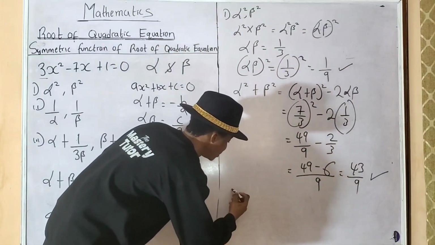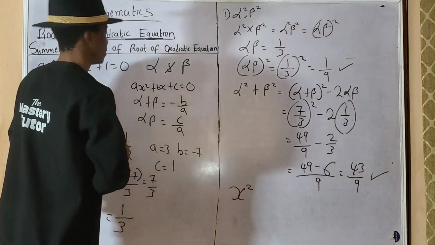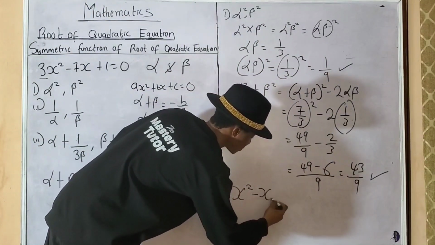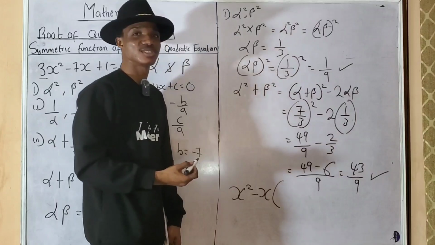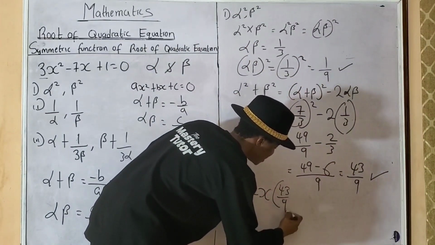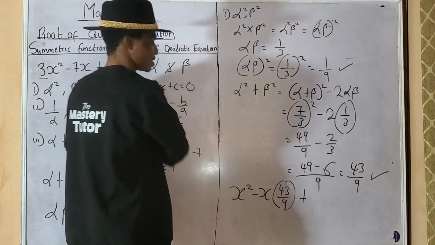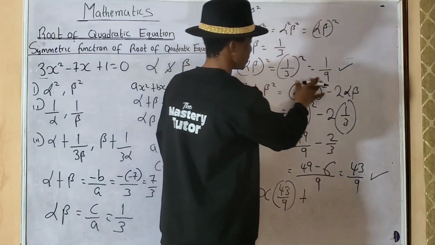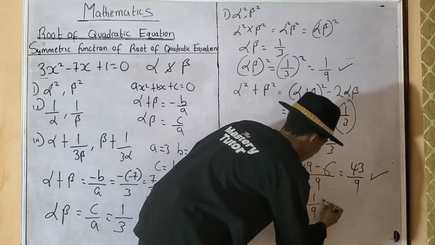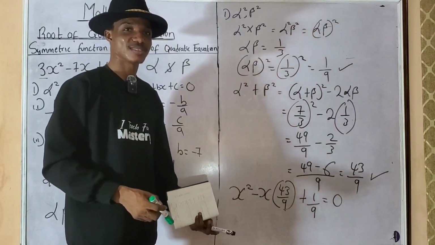Now, the equation is x squared minus x multiplied by the sum of the roots. The sum of the roots is 43/9, so I'm going to have 43/9 here, plus, according to this, the product of the roots. The product of the roots is 1/9, plus 1/9 equals 0. Okay? Do you understand why I got this?